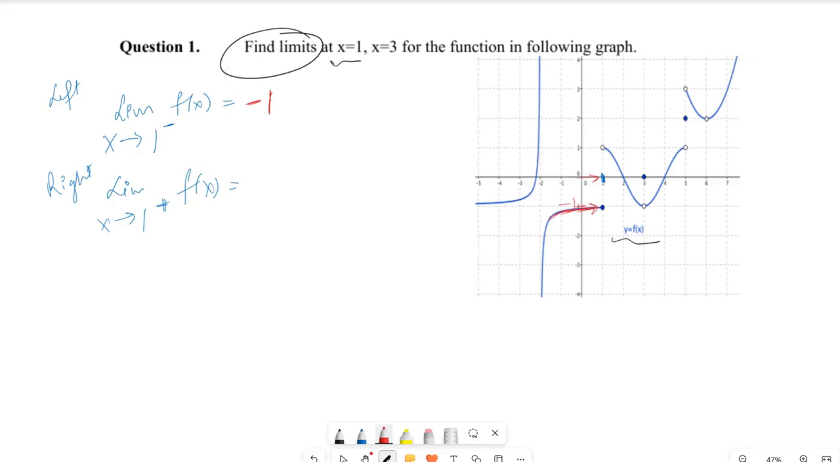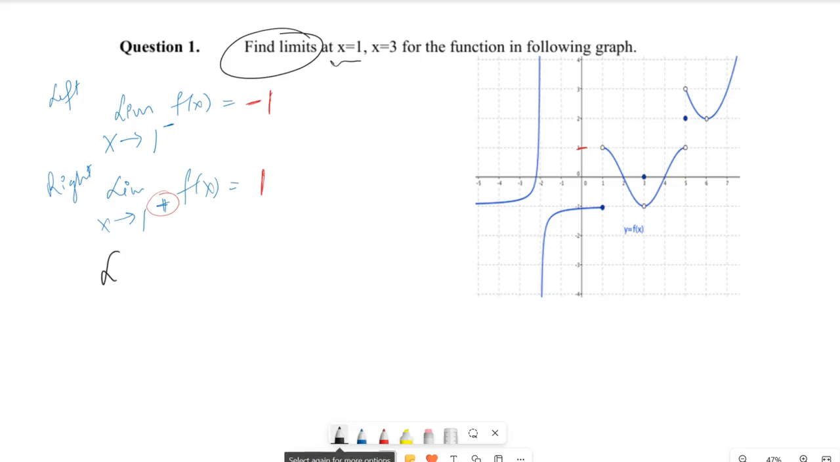Now, the limit of the function when x is approaching 1 from the right side. So walk on the graph when x is approaching 1 from the right side. Where is the function approaching? Although there is a hole, the function is reaching there. Okay, so the limit exists and it is equal to -1. So left limit is -1, right limit is -1.